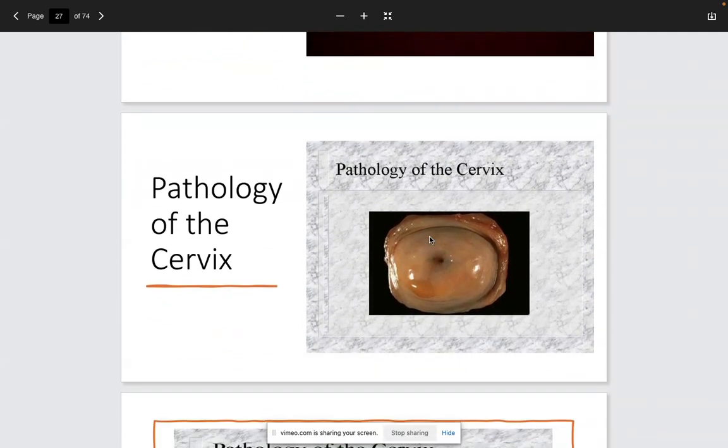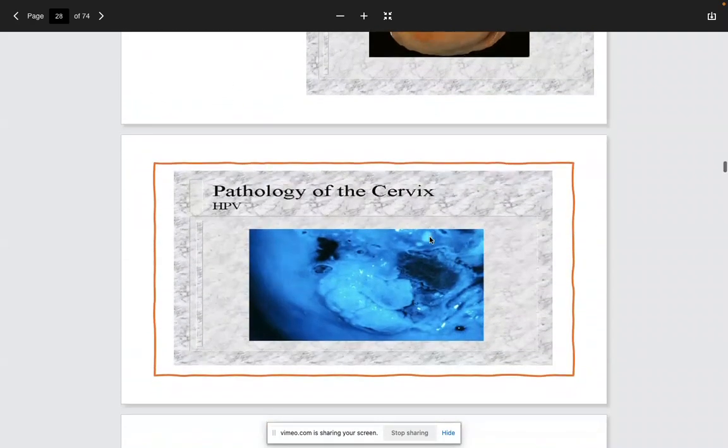So let's begin talking about pathology of the cervix. This is HPV here. This is under a certain type of, I think this might be Wood's light, in order to depict something called koilocytes. They'll talk about koilocytic changes. HPV is just a virus. It's a virus that infects the cells and can cause cancer.